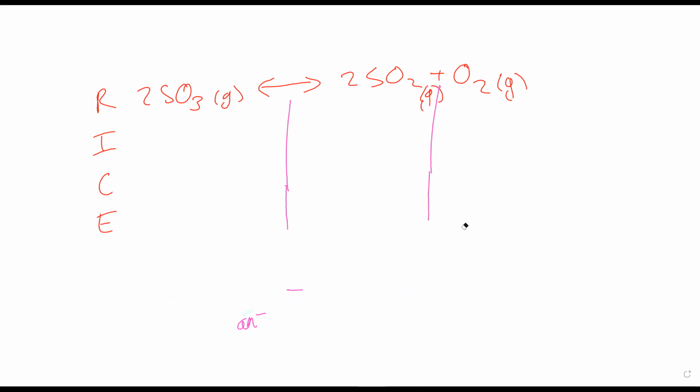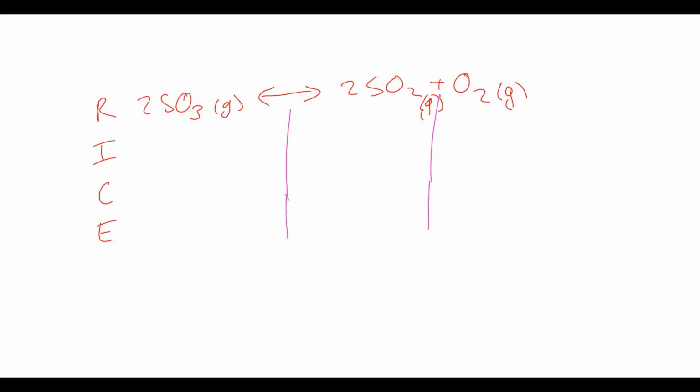So let's go back to the RICE table. Now this is where we use the RICE table in part 3. The question says, if the above reaction starts with 0.25 molar, that's moles per liter, of SO3, what are the concentrations at equilibrium if the Kc equals 0.0000724?